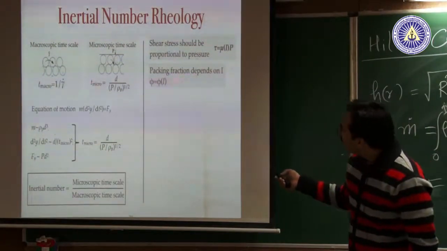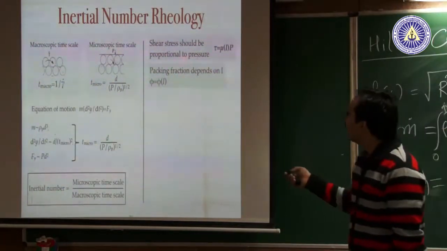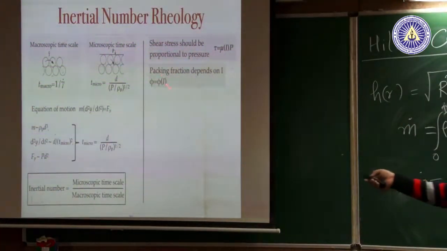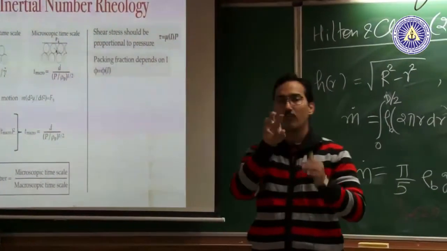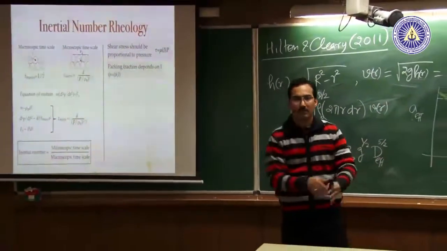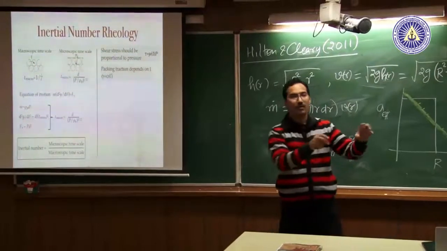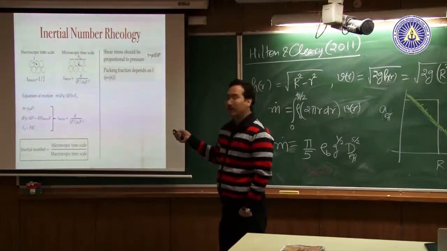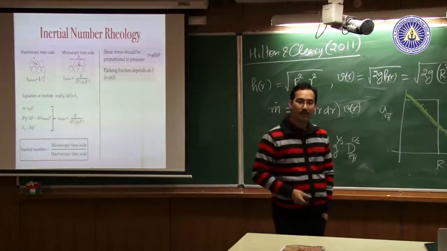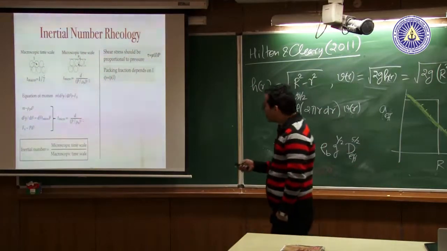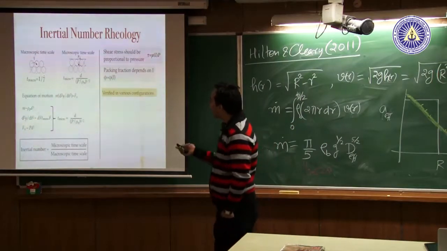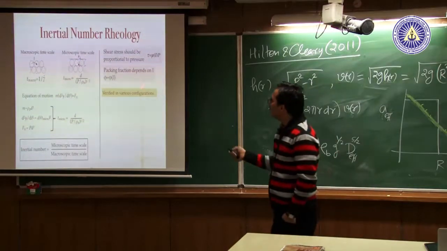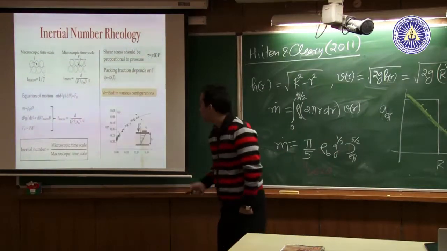What this dimensional argument also suggests is that the packing fraction of the grains, by which I mean how closely packed my particles are, will also depend on the inertial number. The packing fraction phi is essentially the volume occupied by the particles to the volume of the system, and so 1 minus phi, the fraction of voids present, will also depend, if at all, only on this inertial number. People have tried this in different configurations, and in many simple canonical configurations this seems to be valid.